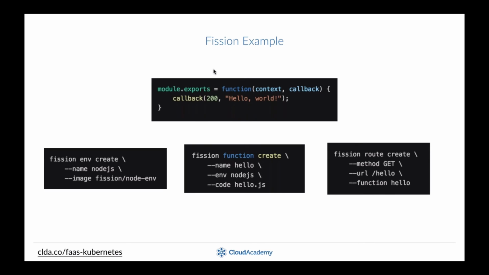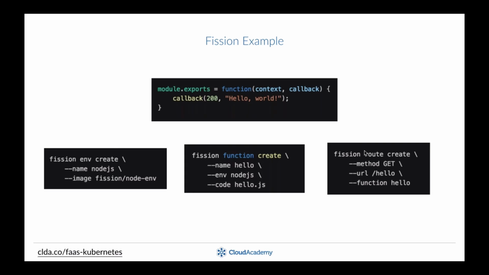Again, it is very similar. Actually, the function here is completely identical to the previous framework. The terminal tool is a little bit different. You have to create an environment first, and then you have to define your function. You have to explicitly give it a name, specify the environment, and specify where the code is, in which file, and then you can create a route.